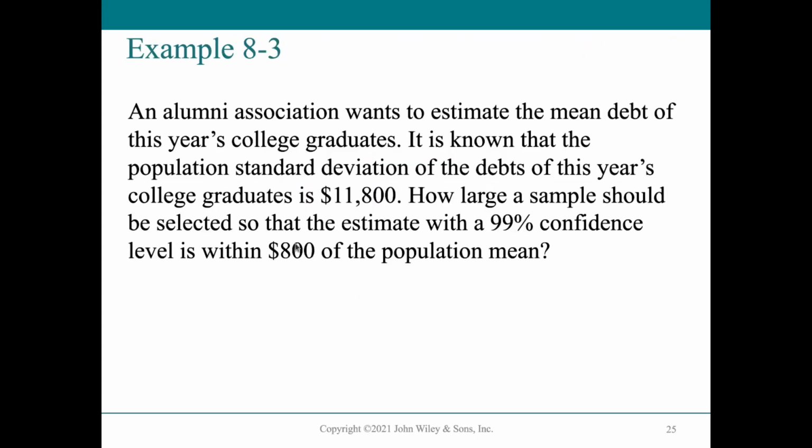So let's say, for example, an alumni association wants to estimate the mean debt of this year's college graduates. It is known that the population standard deviation of the debt of this year's college graduates is 11,800. So how large a sample should be selected so that the estimate with a 99% confidence level is within $800 of the population mean? So that means our margin of error is 800. So the range must be only around $800, and we want to have a high confidence, 99% confidence.